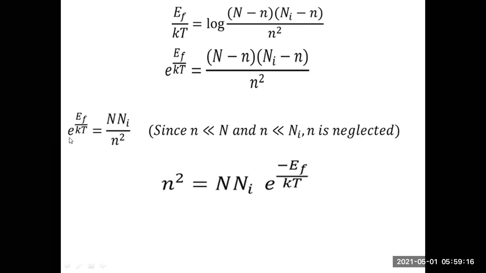When it goes to the numerator, see, it is in the denominator, right? You can see this is in the denominator. N square will go there. E to the power of EF by KT will be in the denominator. When it comes to the numerator, it will come with the minus sign. So n square is equal to capital N into Ni e to the power of minus EF by KT. So next, last step that we need to discuss here, small n is equal to under root of capital N into capital N suffix i e to the power of minus EF by KT.